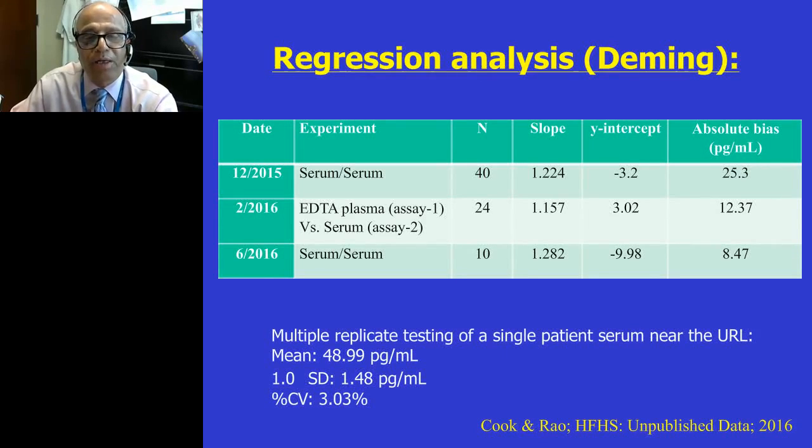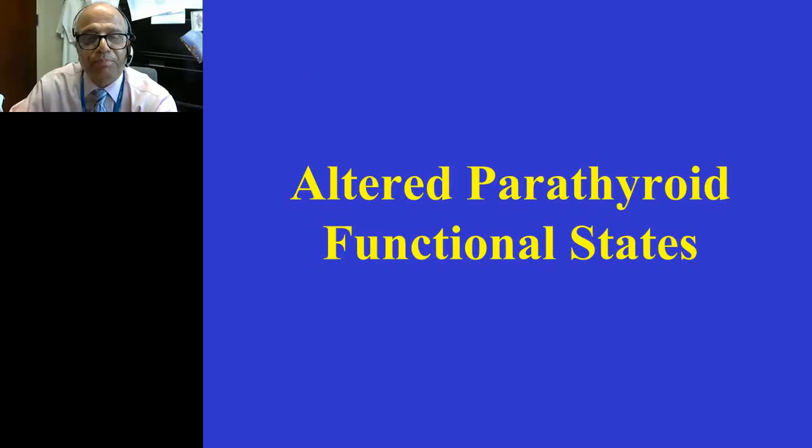We recently looked at cross-reactivity and problems in collections. In 2 assays, when we looked at the serum, there was a bias of 25 picograms. When we looked at plasma versus serum, there was a bias of 12 picograms. When we looked at 2 different assays, serum, there was 8 picograms. So the more sensitive the assay, the less bias there will be. But usually in multiple replicates of the same sample, we get about 1.4 picograms per ml, but between individuals, it's quite wide.